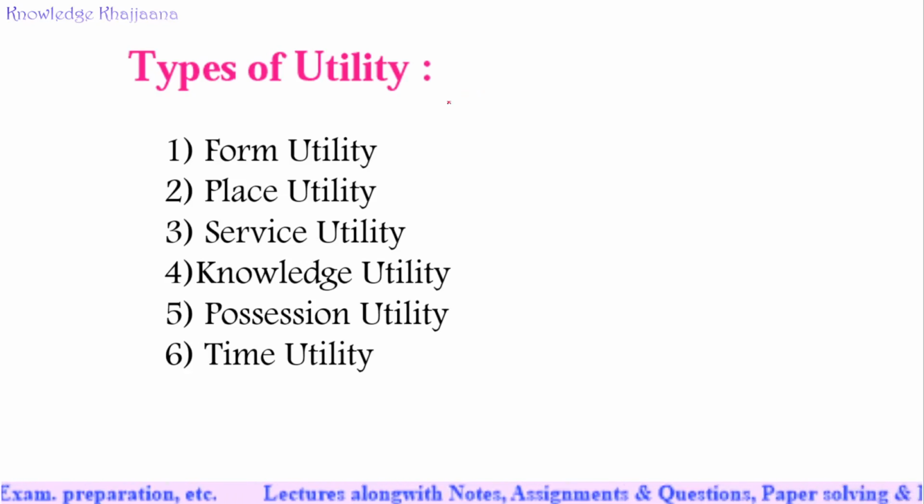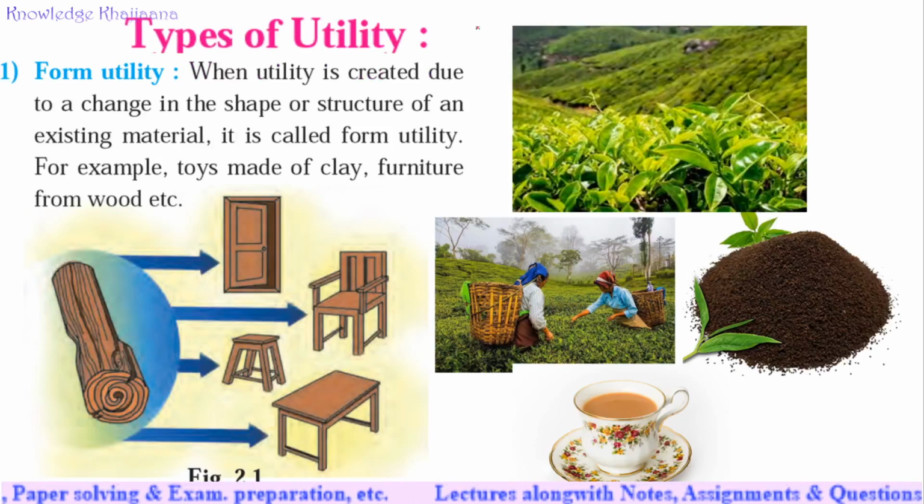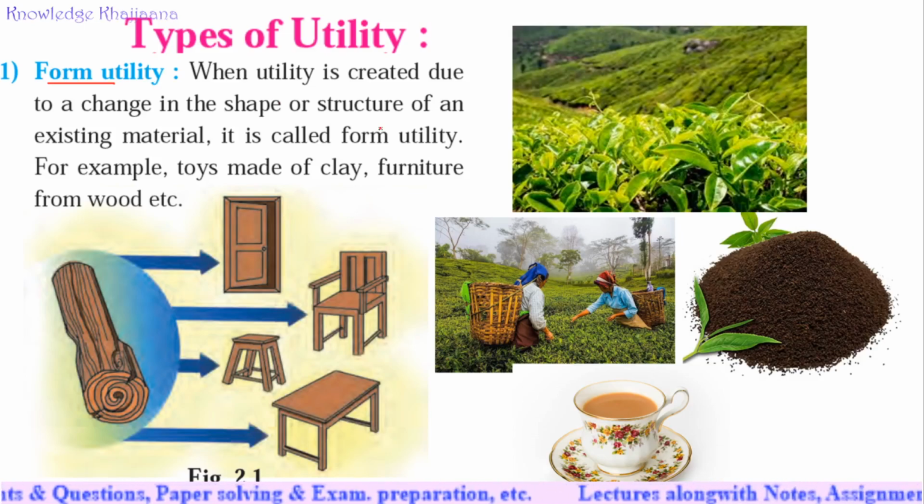See, in standard 11th also you had learned a little about the types of utilities. The types of utilities are form utility, place utility, service utility, knowledge utility, possession utility, and time utility. Now let's see what they mean. The first type is form utility. What is meant by form utility?